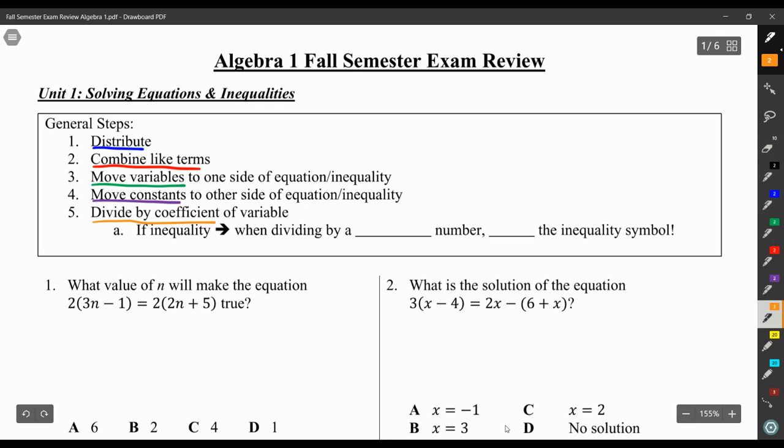The important thing to remember when you divide is if you're having an inequality, whenever you divide by a negative number, you must flip the inequality symbol. And that only goes for inequalities, and it only happens when you divide by a negative.